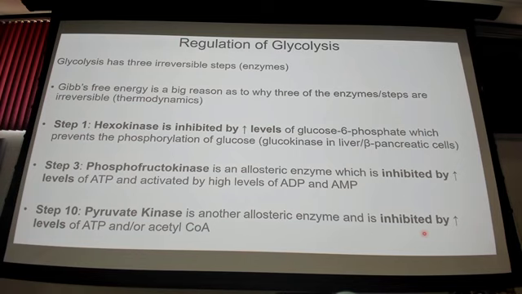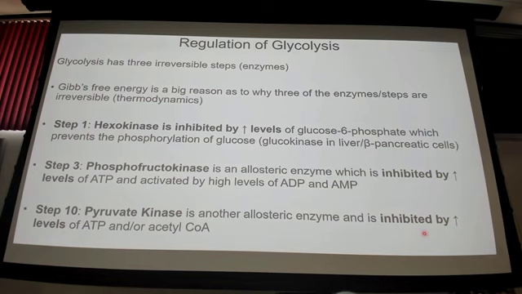But in glycolysis, there are 3 reactions where the total net energy of the product is less than the substrate, so the net is negative. And so that means that these reactions are irreversible. There are 3 of them. The first, the third, and the 10th reactions of glycolysis are irreversible.